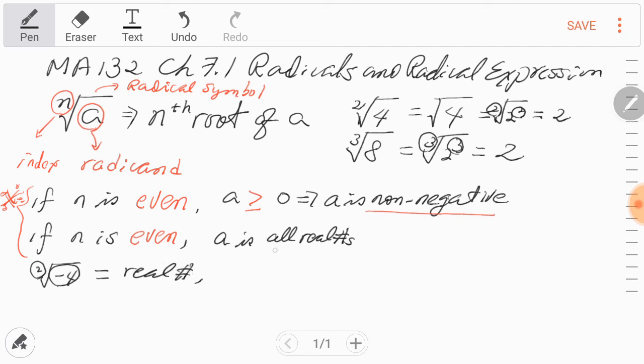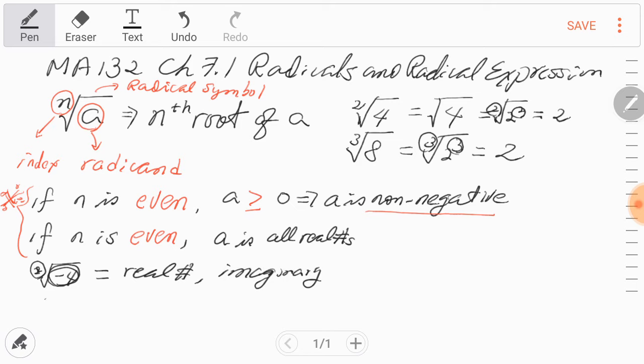This is an imaginary number. So in this case, we cannot write this one as a real number. So if the index is even, make sure the radicand is positive.